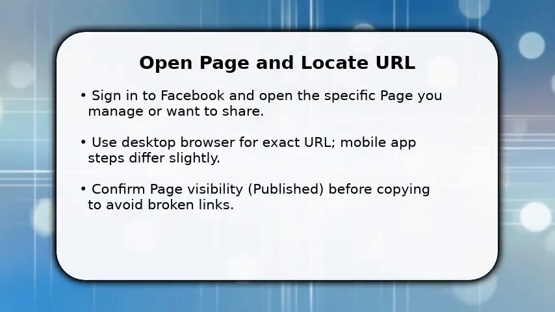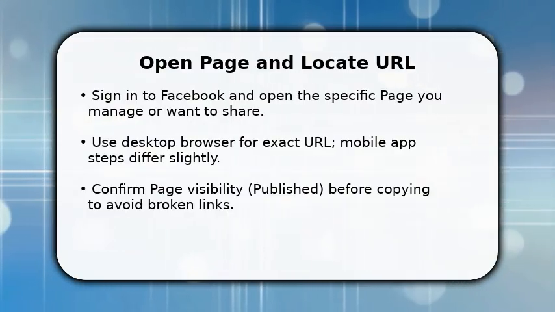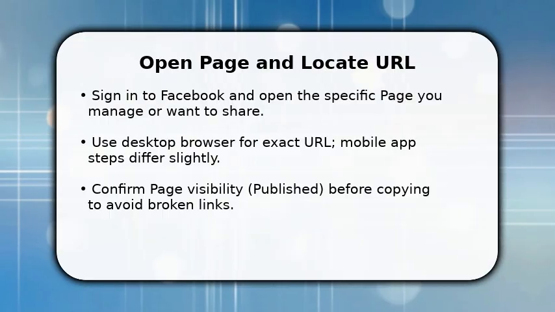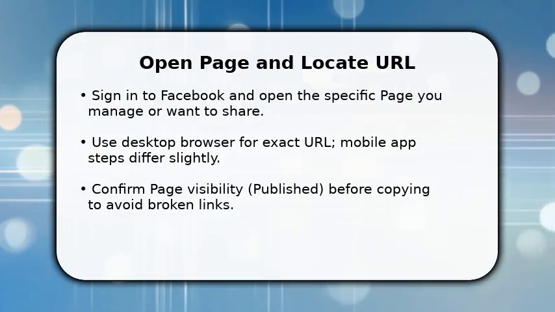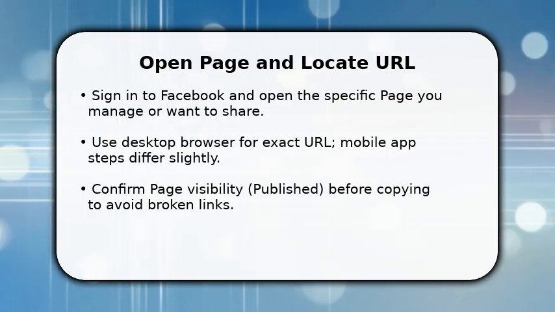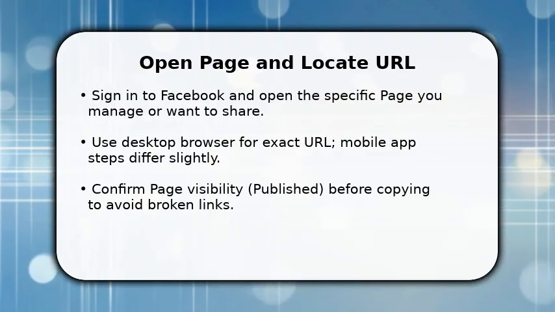You start by opening Facebook and navigating directly to the page whose link you need. Once on the page, make sure you are viewing the page itself and not a post or profile. This ensures the URL in the address bar is the page link. If you manage multiple pages, verify the correct page name appears at the top.